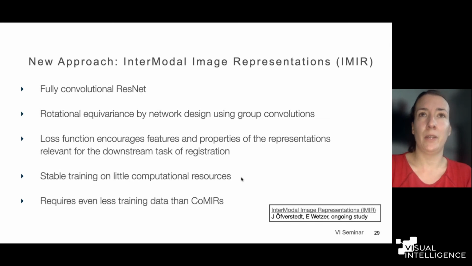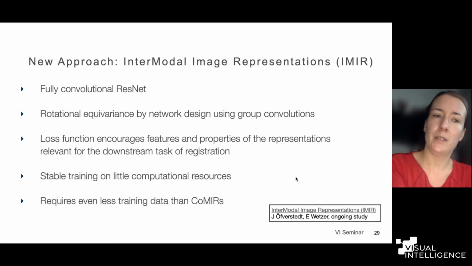So on the one hand, using the ResNet architecture allows us quite easily to use group convolutions. So we get these rotational equivariance properties by network design. And we realized that with the ResNet, our training was actually even more stable than with the Comirs. It was working already pretty well with Comirs, but we needed, for example, gradient clipping to make the gradients not explode.